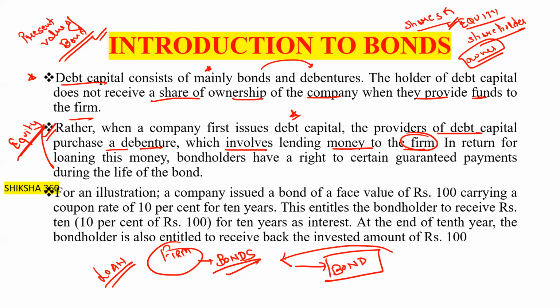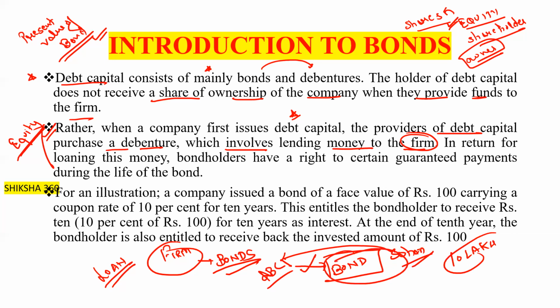In return, they purchase a debenture, like the bond. In return for loaning this money, this bondholder, we can say here Sohan purchased a bond from ABC company. This is a bond of 10 lakh. So Sohan gave 10 lakh to the firm and purchased that bond.